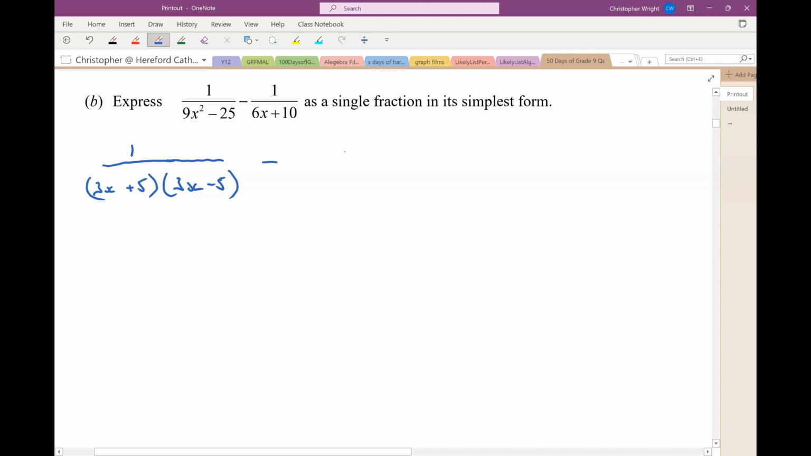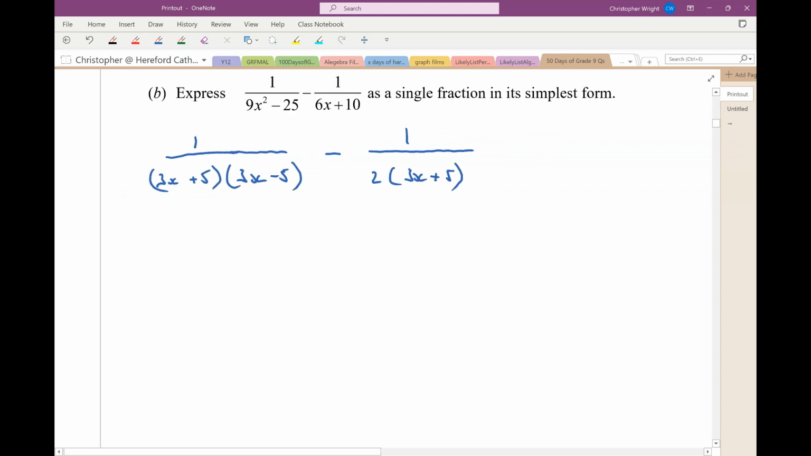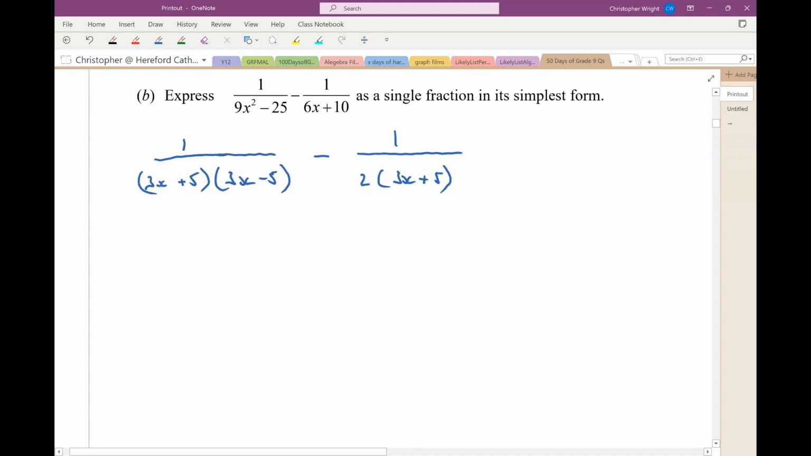And let's have a look at this. Can I factorise the bottom there? Yes, I can. I can take a 2 out. Leaves me with 3x plus 5. Right. Now, if I'm going to subtract these fractions, then I need to be working with a common denominator. Let's have a think about the lowest common denominator I could be dealing with. Well, the lowest common denominator is going to be 2 lots of 3x plus 5 times my 3x minus 5.